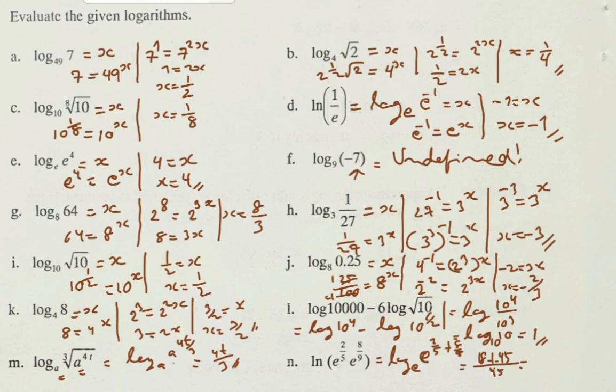18 plus 40, which is 58, over 45 below. Is there any common factor? 45 is divided into 3 squared and 5. 58 is divided into 2 and 29. So no common factor. So this is the answer: 58 over 45.